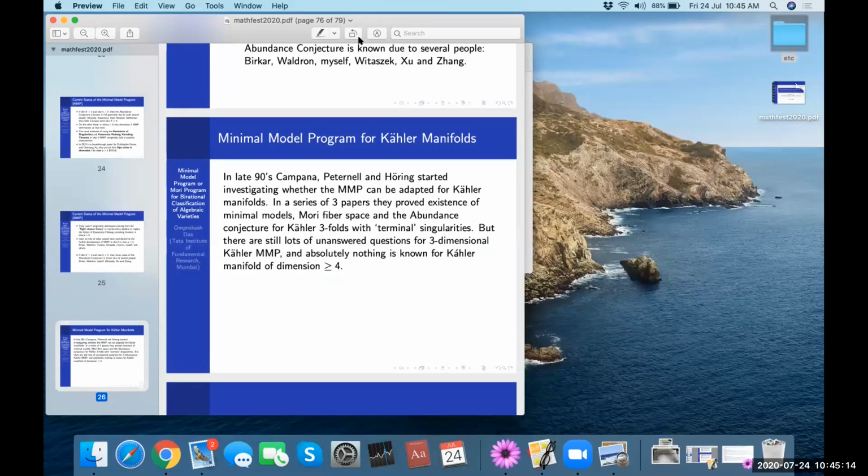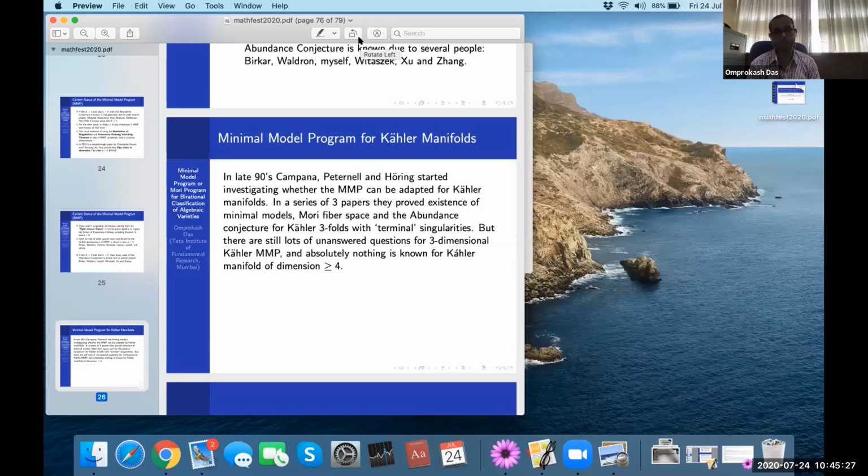How do we know that there are finitely many -1 curves on the surface that you were talking about? There are not finitely many -1 curves in general. In fact, there could be infinitely many -1 curves, for example, if you take P2 blown up at 8 points or more.